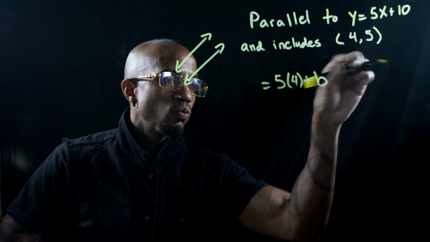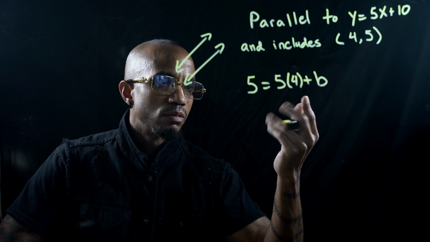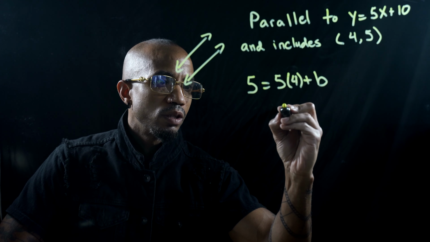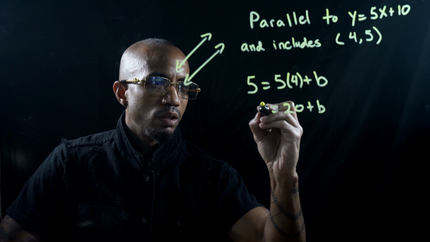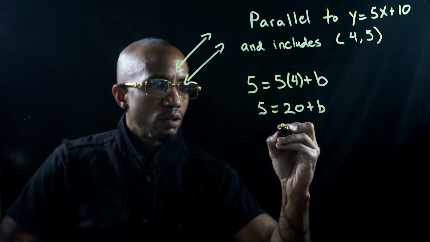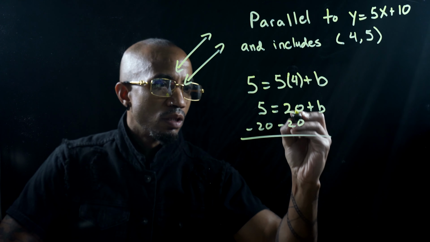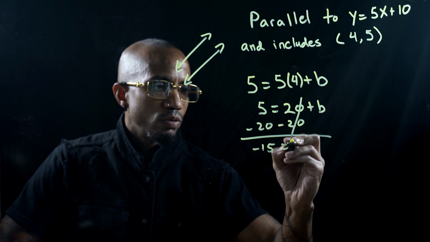Either way, so this is y, so 5 goes here. All right, now I'm looking for b, so we're just going to solve for b. 5 times 4 is 20, plus b, and then 5 is over here. And to solve for b now, I just have to subtract 20 from both sides, and that's negative 15 equals b.